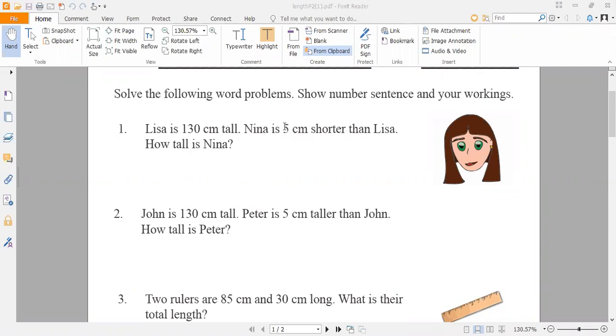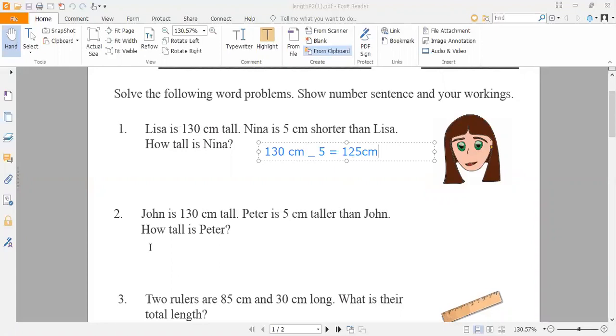Nina is 5 centimeters shorter than Lisa. Okay, how tall is Lisa? 130. So Nina will be 130 centimeters minus 5 centimeters equals 125 centimeters. So the height of Nina will be 125 centimeters.